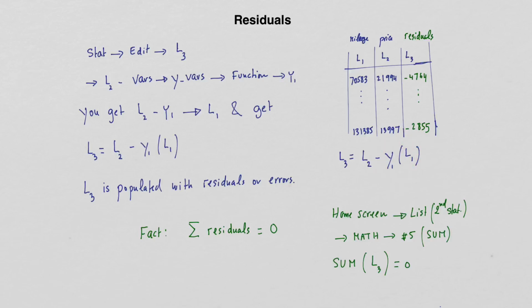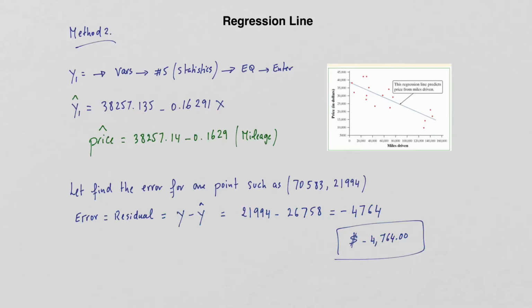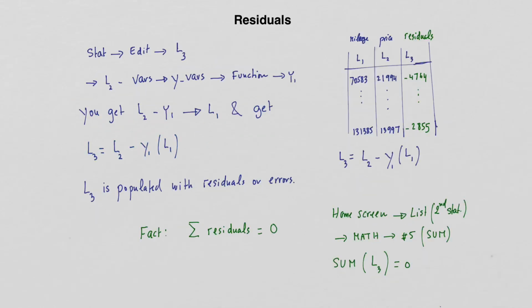I want you to click on vars like we did before, and then click on Y-vars, and then click on the word function, and then click on Y1, not Y2, not Y10, Y1, because that's where your function was. Wasn't your function under Y1 on the calculator? So that's going to give you L2 minus Y1. But I don't want L2 minus Y1.